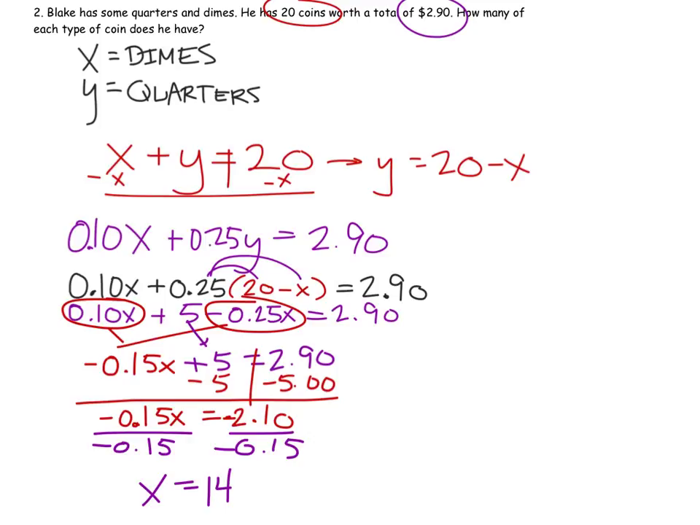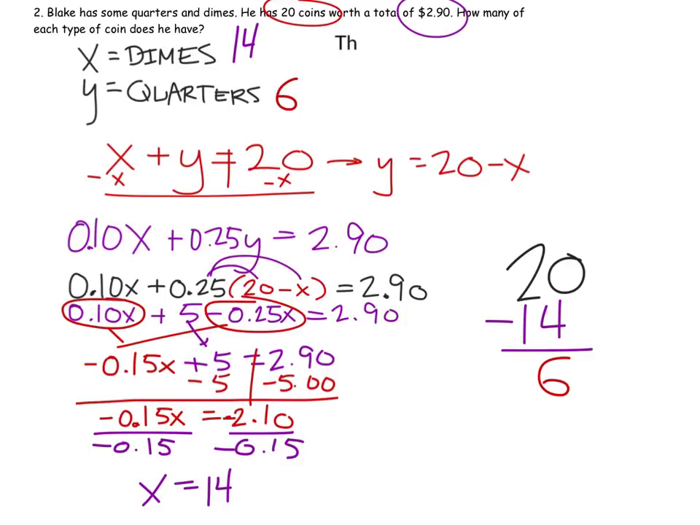Now this x was 14, so there's 14 dimes. We just got to figure out how many quarters there were. Well, there were 20 total coins. So we can take our 20 coins, subtract the 14 dimes, and we're left with 6 quarters. So all that's left for us is to write this out as a sentence. There are 14 dimes and 6 quarters. Bam, there it is.